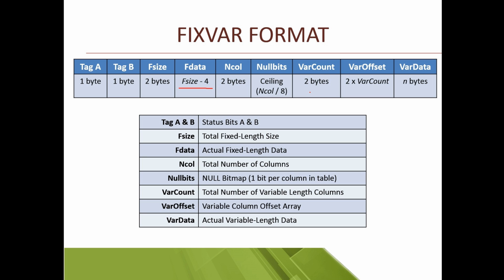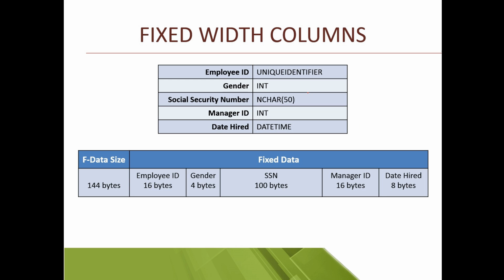Now, if our particular table has no variable length data columns, we're done. However, if we do, then we have the variable count, which is the total number of variable length columns, the variable offset array, which is 2 times the variable count, and then the var data. This is where the extra 2 bytes of variable length overhead come into play, because SQL Server needs to essentially dynamically do the math. We'll see an example of this in a moment. First, let's see an example of some fixed length data. Let's pretend we're just looking at these particular 5 columns here. In here, the total fixed data size is 144, and then you have your employee ID, your gender, et cetera.